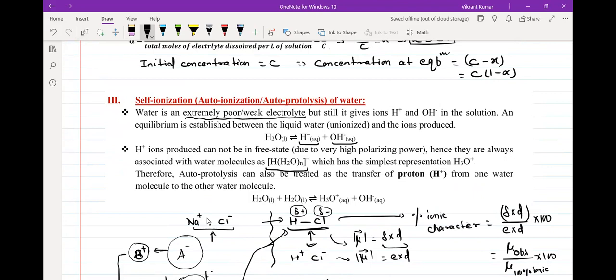Is it okay? Clear है? Because H plus का polarizing power ज्यादा है. Why polarizing power is more? Because its charge upon size is very high.